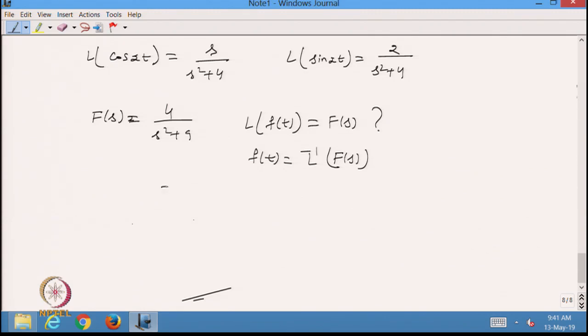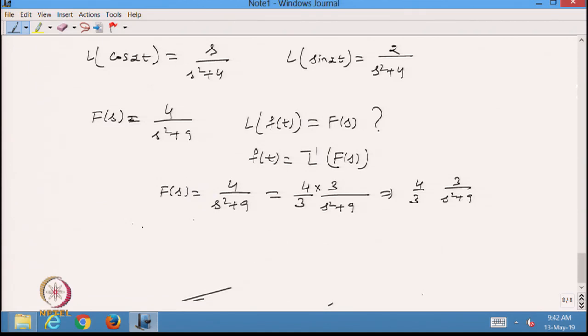Now my F(s) is 4 by s square plus 9, and I know that the Laplace of sin 3t is 3 by s square plus 9. So, from here I can say 4 cross 3 divided by 3, and then I write s square plus 9. So, this is equal to 4 by 3 times 3 by s square plus 9, and I want to take the inverse of F(s).